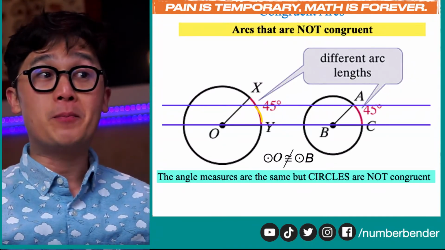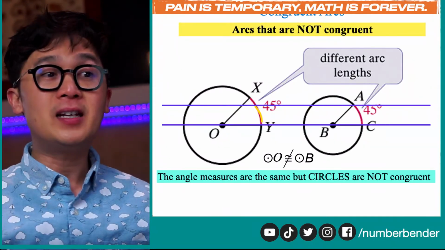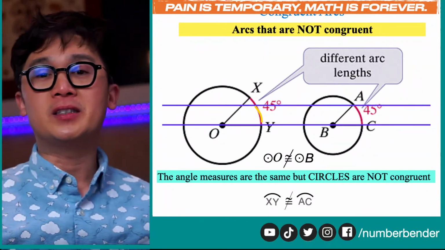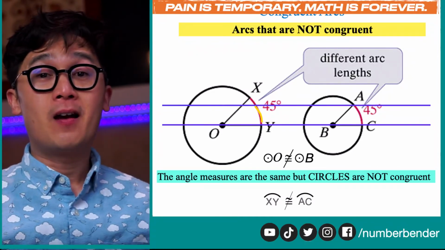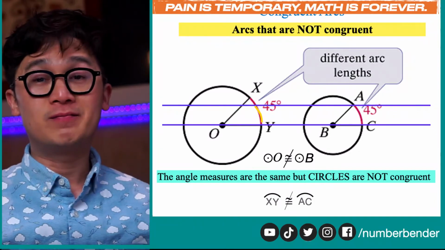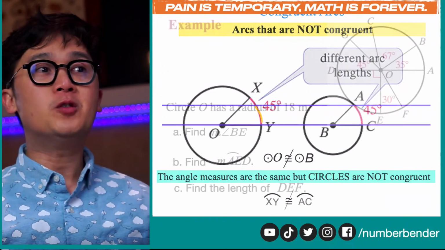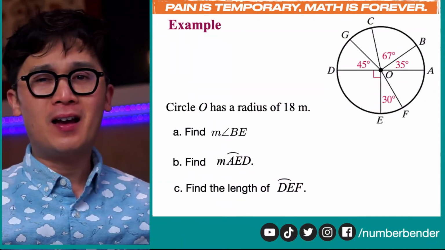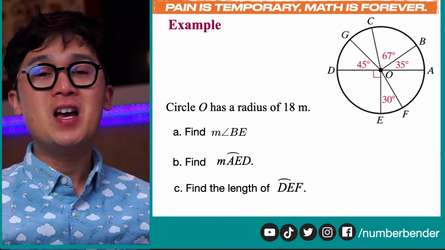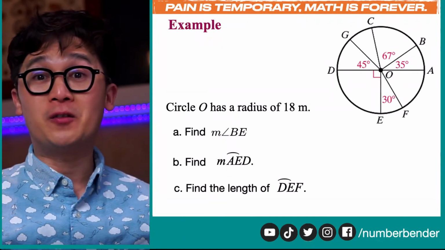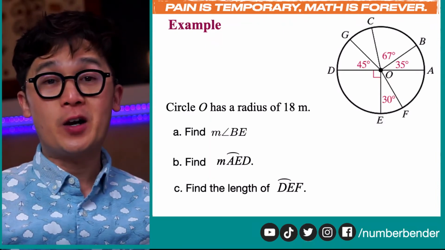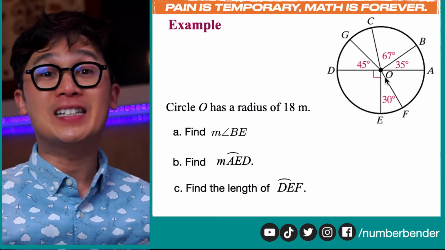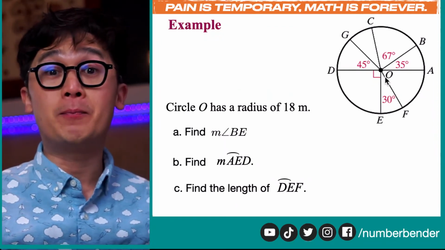So that's what we need to remember about congruent arcs and the theorem that we are using for two circles that are not congruent. In this case, since they're not congruent, arc length XY is also not congruent to arc length AC. So now let's move on to this particular example involving a circle with a lot of points and lines in it. In this case, we know that circle O has a radius of 18 meters, and we denote the circle by its center, so we name it after the letter of the point that we are using for the center.